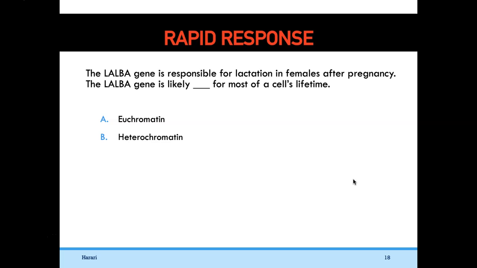The LALBA gene is responsible for lactation in females after pregnancy. Do you think the LALBA gene is likely euchromatin or heterochromatin for most of a cell's lifetime? So the answer is heterochromatin for most of a cell's lifetime. Would that mean it's methylated or acetylated? Right? That would be methylated. Most of the time, the LALBA gene in every single cell will be methylated. Only in response to certain hormones will the LALBA gene be acetylated and expressed in females.